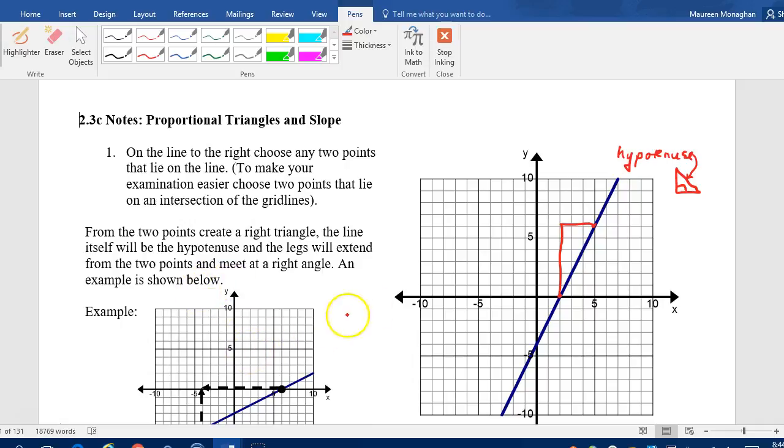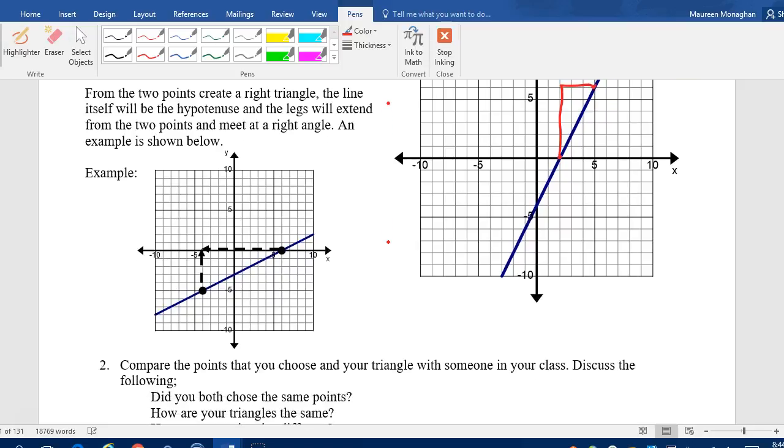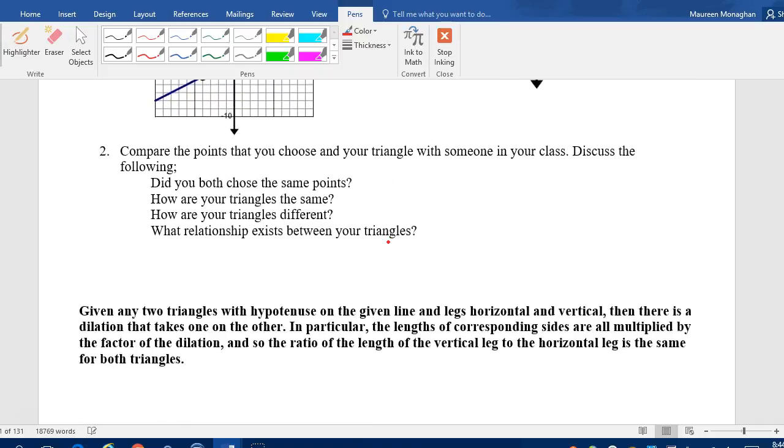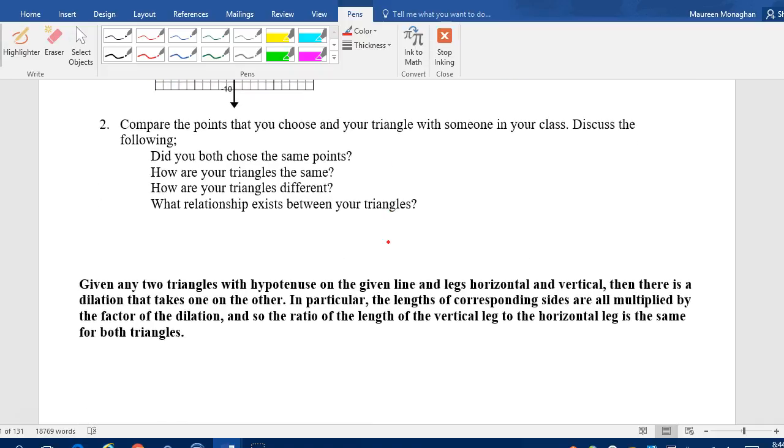And they showed an example here. It says compare the points that you chose in your triangle with someone in your class. Well, we're not going to do that. All we wanted to do was form a right triangle, and then we're going to do stuff on the next page. But look at this next information.